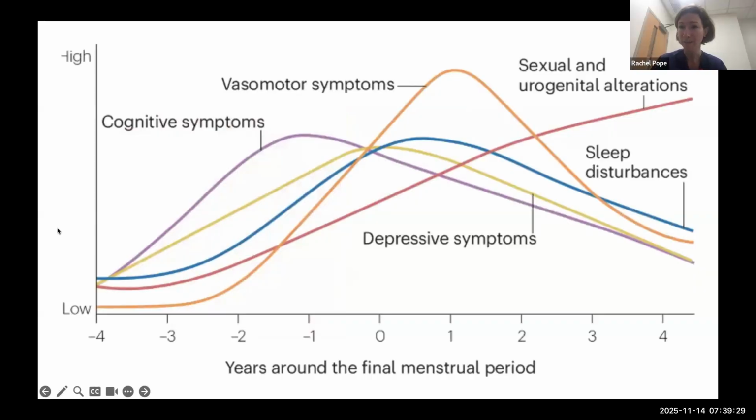I love this graph. This was published not that long ago, but if this is the time of menopause, time 0, you start to see where all of these symptoms show up. And let's look back. This only goes back as far as 4 years before menopause, but all of this side of the graph is perimenopause. And so you see the cognitive symptoms start to show up, the sexual and urogenital changes, the sleep disturbance. All of these things start to kick in and they are subtle.